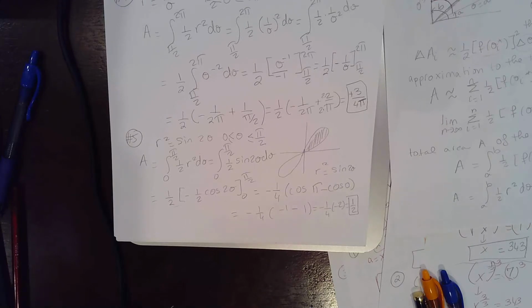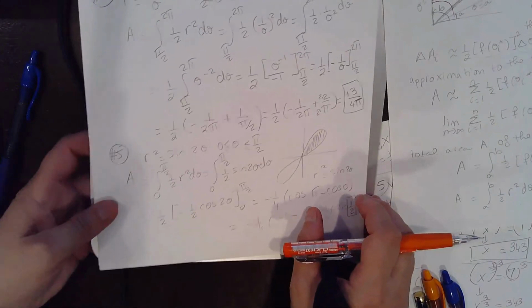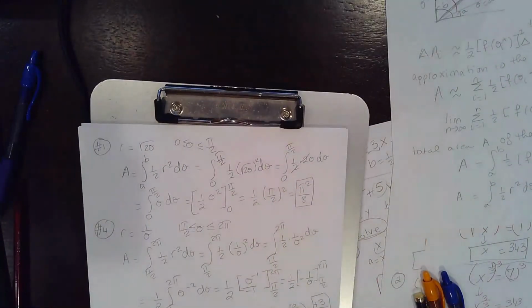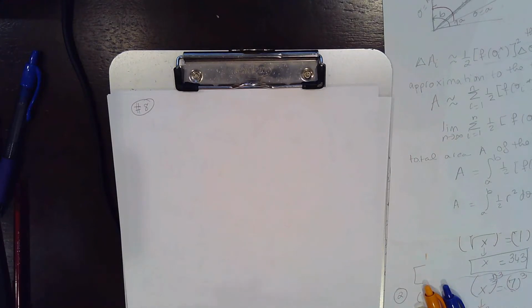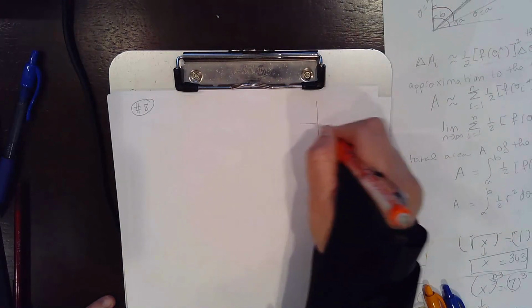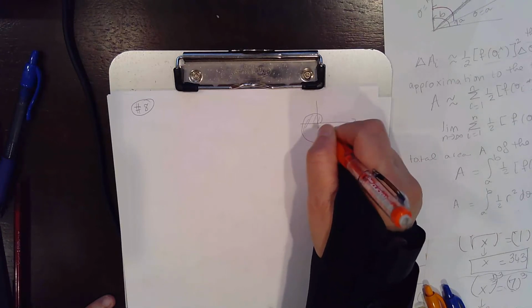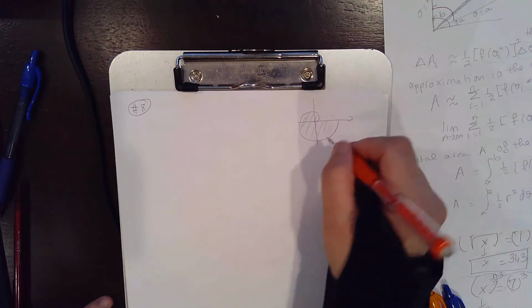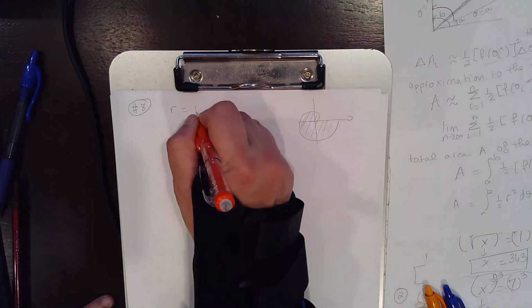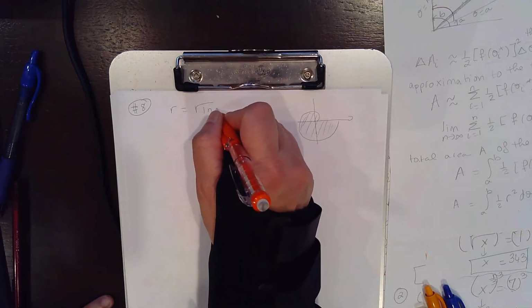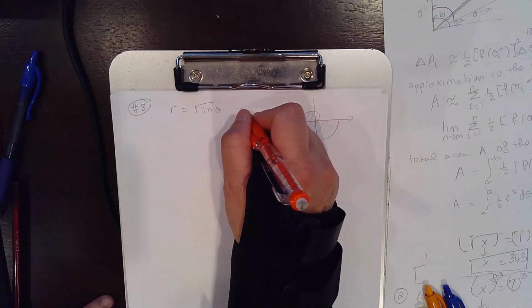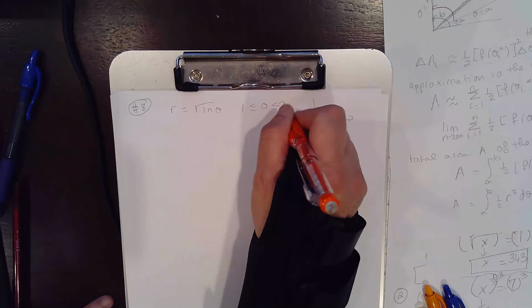We can do number 8. Take a look at number 8. They've given us the graph, which looks like this. So this is the shaded region. And they've given us r to be square root of ln theta, and theta is between 1 and 2 pi.